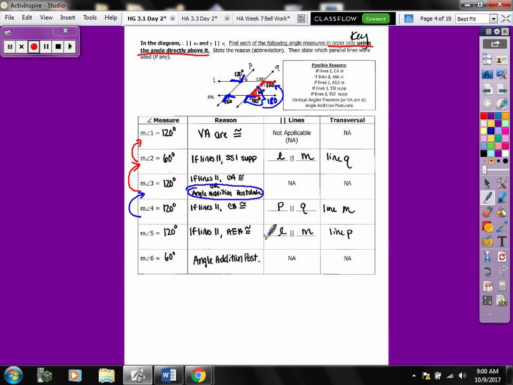And then the last one was angle 6 that you're supposed to find using the previous answer. This would be our angle addition postulate. If the reasons you don't have down pat yet, hopefully today is going to help because we're doing more practice. As long as you got the angles right, you should be good.